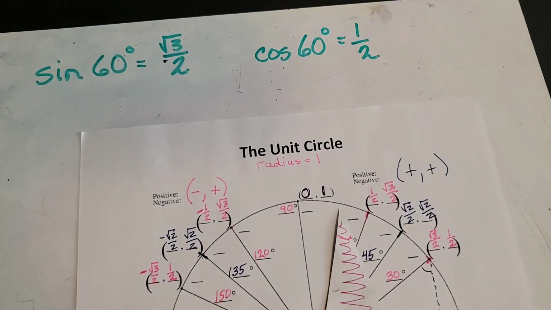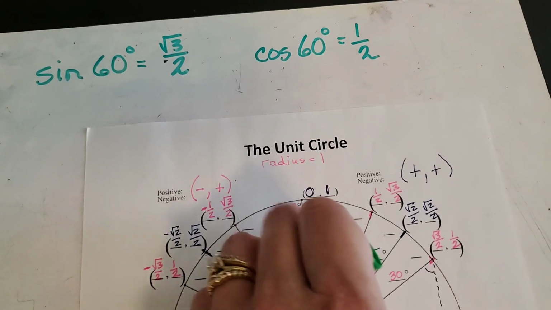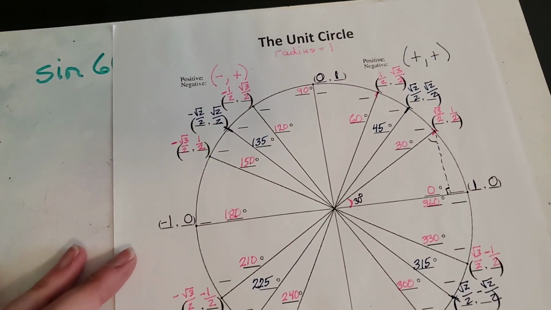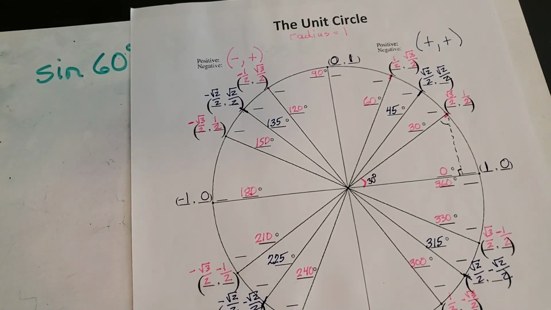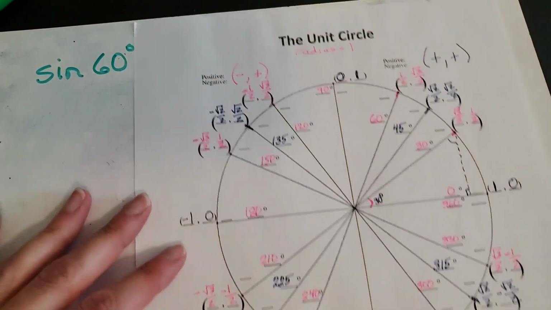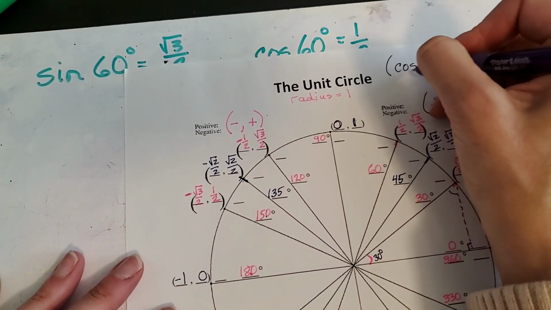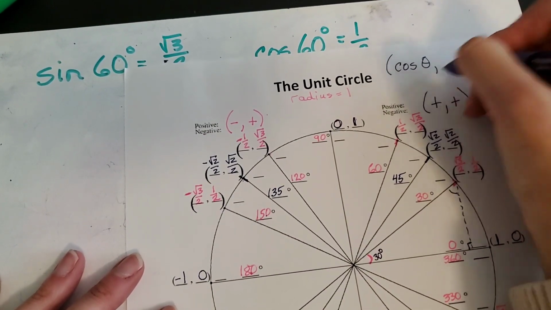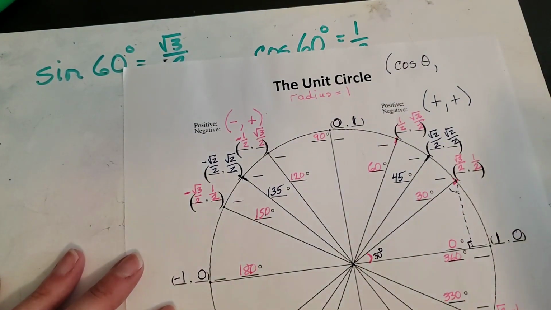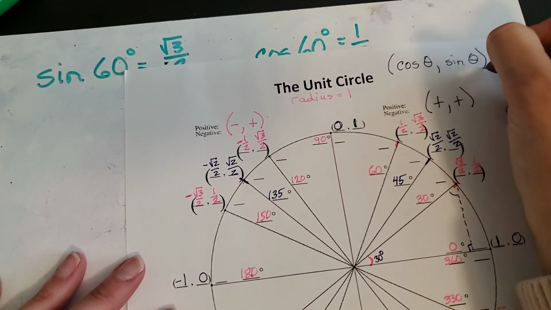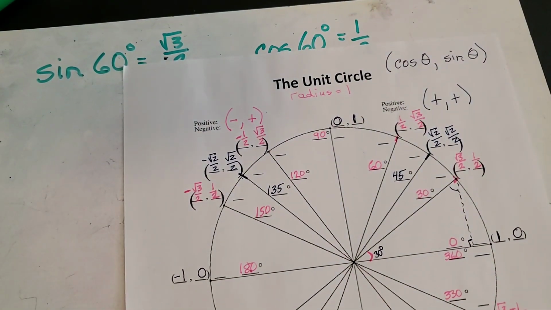Here is the brilliant piece about the unit circle. And that is the reason we look at these coordinates, because they tell us the sine and the cosine. The x-coordinate is the cosine of your angle. And the y-coordinate is the sine. Now, how are we going to remember that?